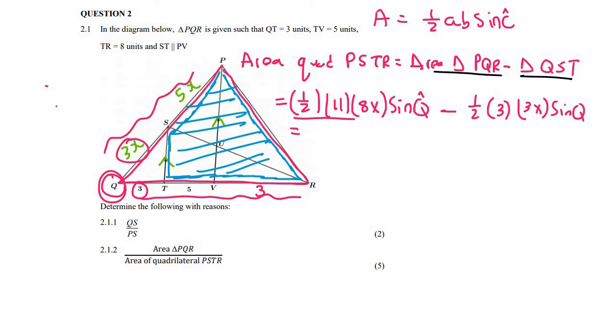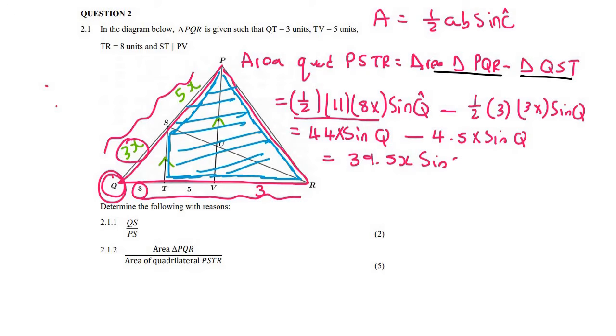Now, you can go multiply all of these numbers together. It's going to give you 44 sin Q. Oh, but there's also an x. 44x sin Q minus 4.5x sin Q. But now these can be subtracted from each other because they both have a sin Q. And so that can become 39.5x sin Q. So that is the area of the blue triangle, or the blue quadrilateral.